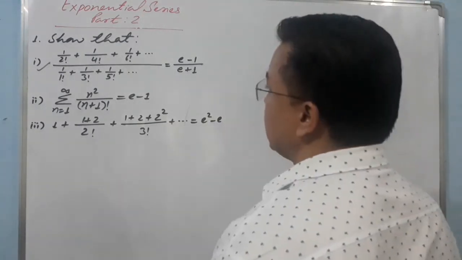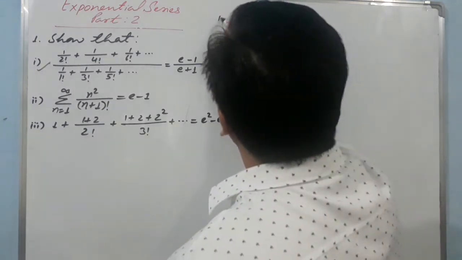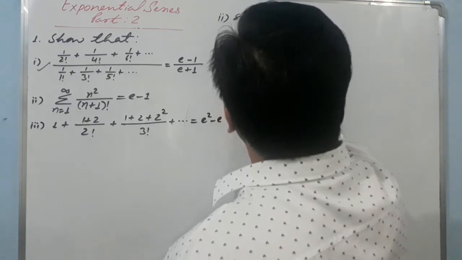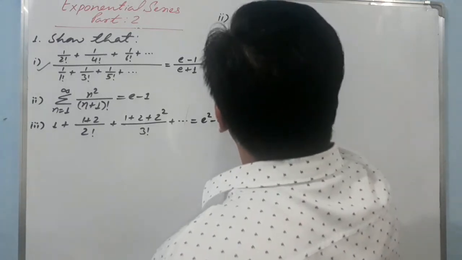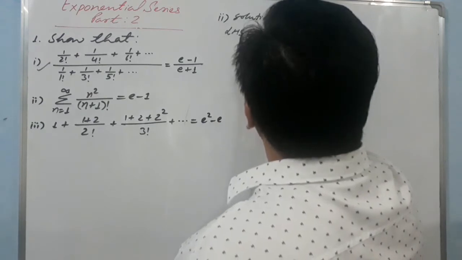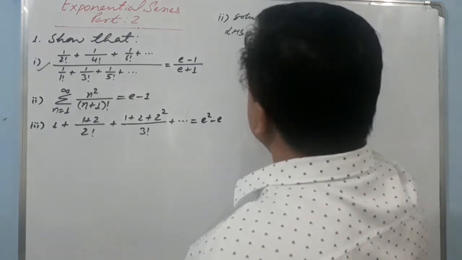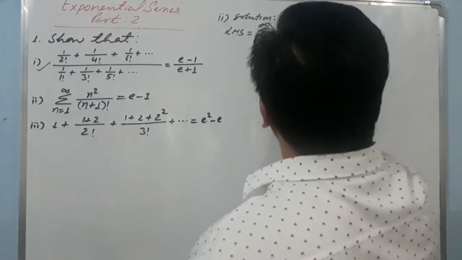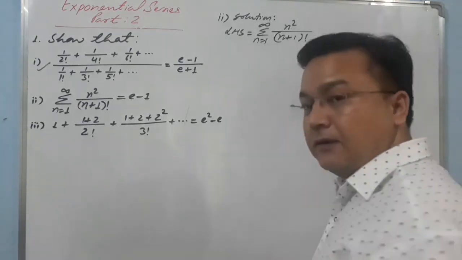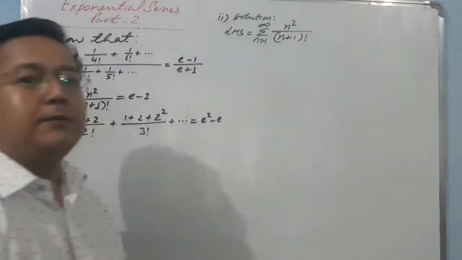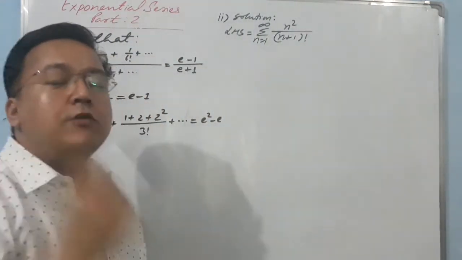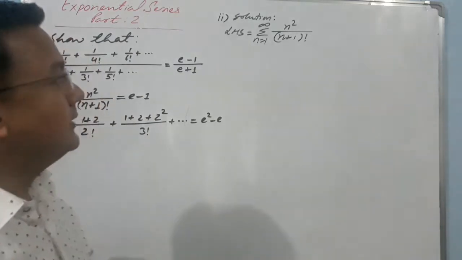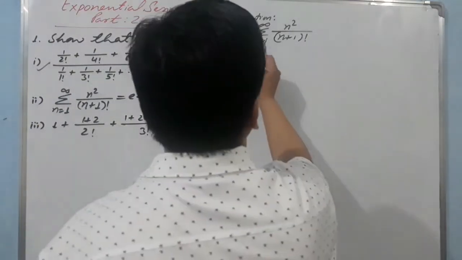Your second question. Solution: I'm taking here the left hand side. Left hand side is your summation from n = 1 to infinity of n^2 over (n + 1) factorial. Right? Now how to do it? Listen to me, okay? We have to keep only one concept: how to remove n^2 from the numerator. So let's try to remove it, and then we'll get an easy form.